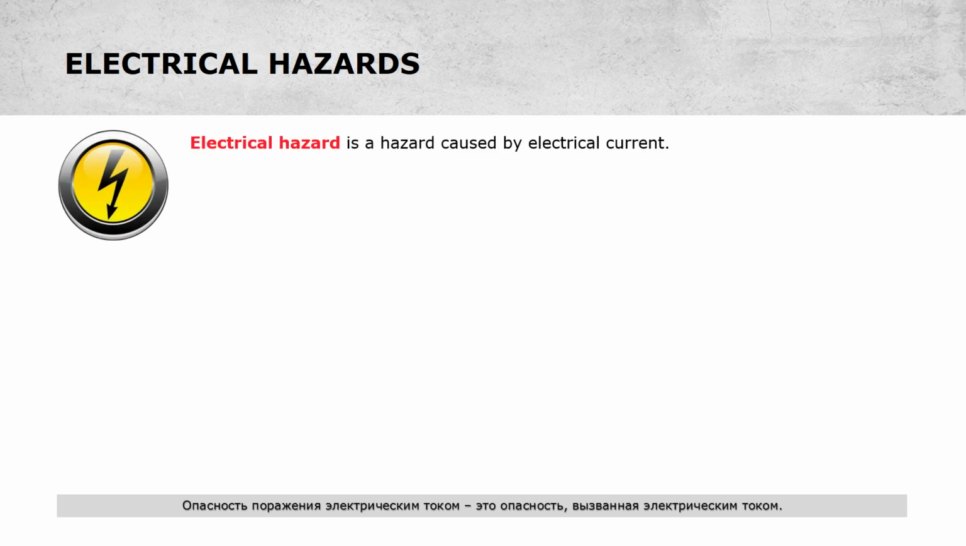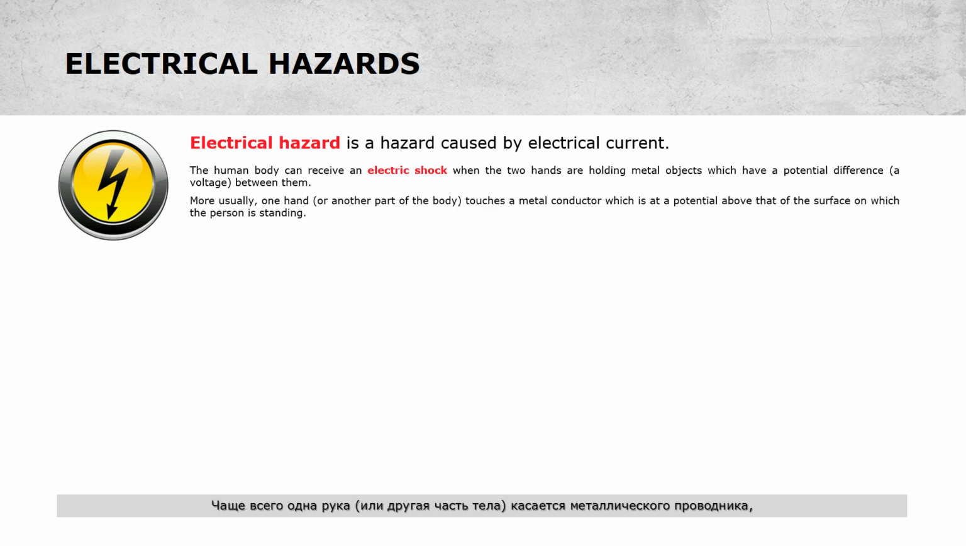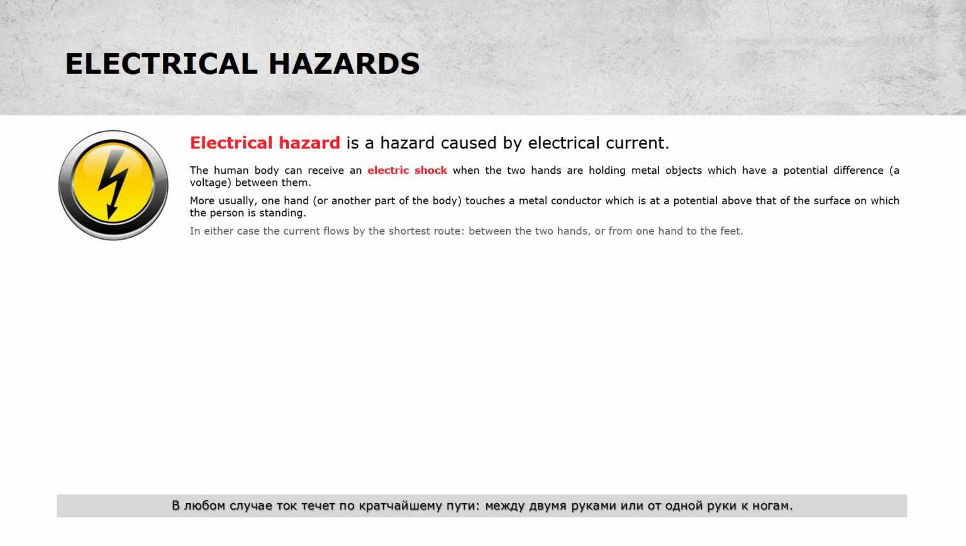Electrical hazards. Electrical hazard is a hazard caused by electrical current. The human body can receive an electric shock when the two hands are holding metal objects which have a potential difference, a voltage, between them. More usually, one hand, or another part of the body, touches a metal conductor which is at a potential above that of the surface on which the person is standing. In either case, the current flows by the shortest route, between the two hands, or from one hand to the feet.